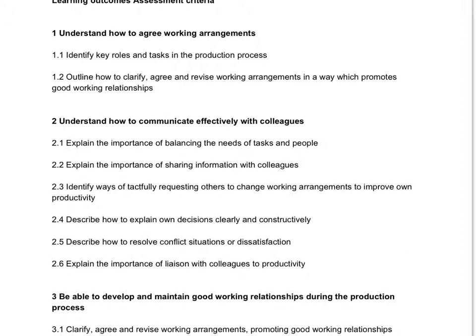For outcome 2, it asks you to understand how to communicate effectively with colleagues. Now, this is crucial, as I'm sure many of you are finding in your roles. Communicating effectively with your colleagues. So explain the importance of balancing the needs and tasks of people.